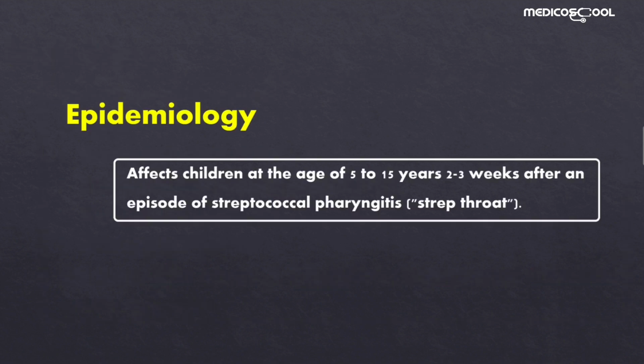Now talking about its epidemiology, acute rheumatic fever mainly occurs in children, at about 5 to 15 years of age, 2 to 3 weeks after an episode of streptococcal pharyngitis or strep throat, as we have already discussed. So it mainly involves children of 5 to 15 years of age.